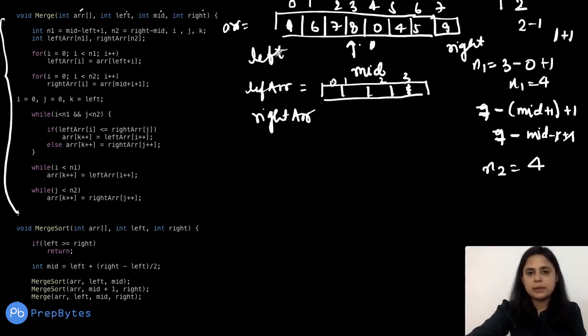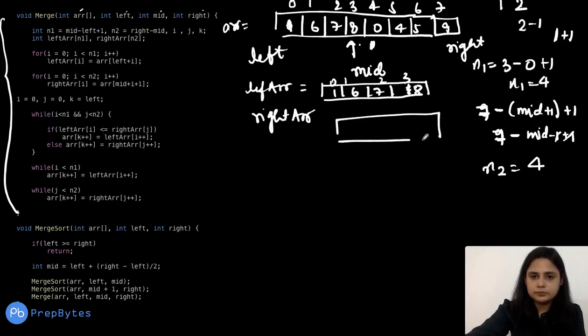In this case left is 0, but it might happen that left is not 0. When we do the complete recursion tree, we will see that there will be places when left is not 0, so we do left plus i. If we execute this, my left array will get filled with 1, 6, 7, 8. Similarly, this particular thing will get executed, and my right array will be 0, 4, 5, 9.